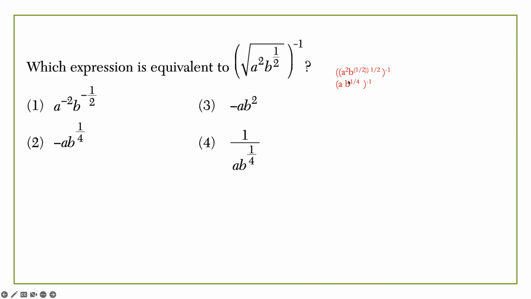To the negative 1 means, again, I have to multiply. So 1 times negative 1 is negative 1. That's a to the negative 1. And for b, a quarter times negative 1 is negative 1/4. In each case, the negative puts it in the denominator. So I need a to the first, b to the fourth in the denominator, and that is choice 4.